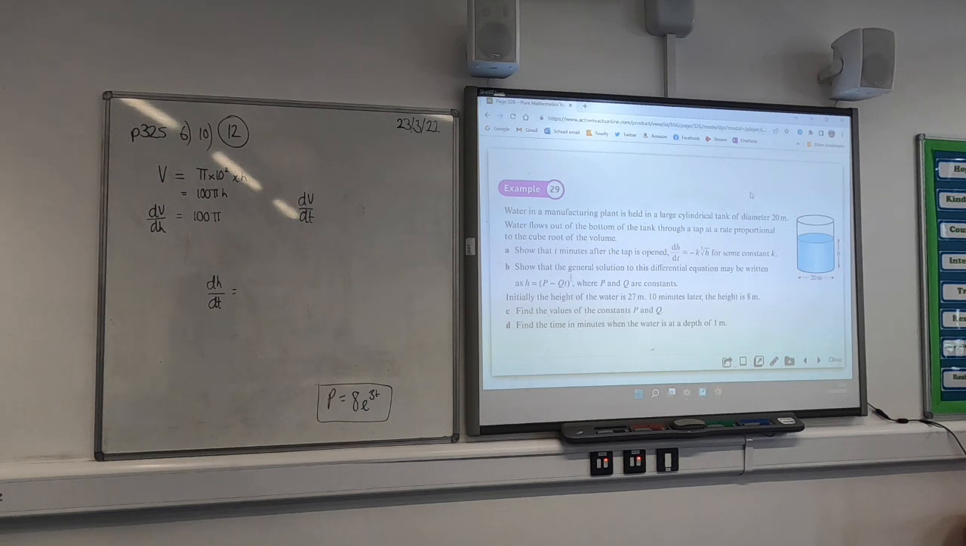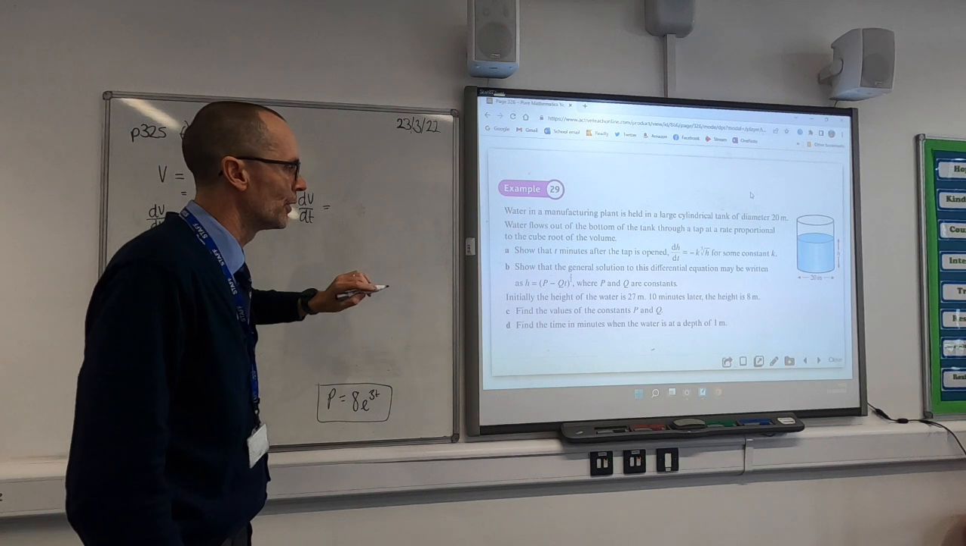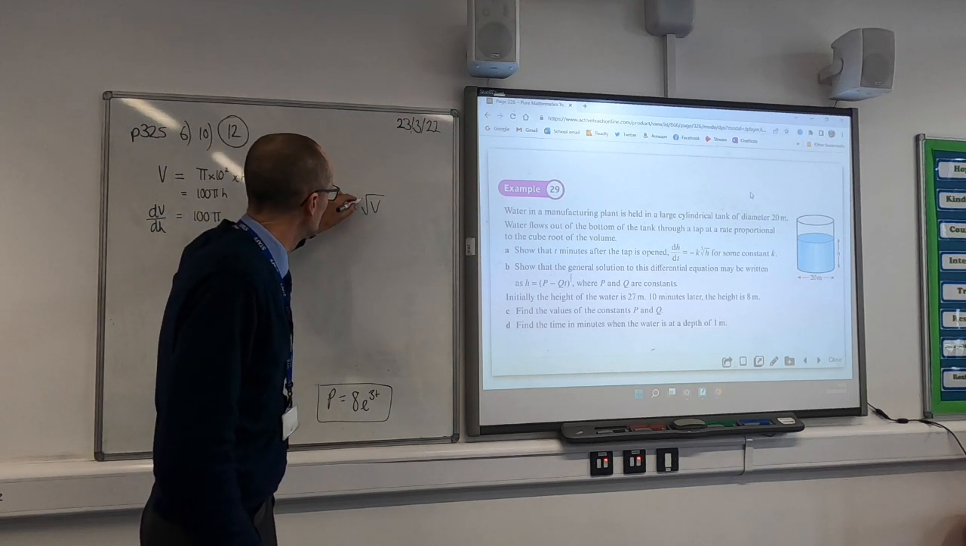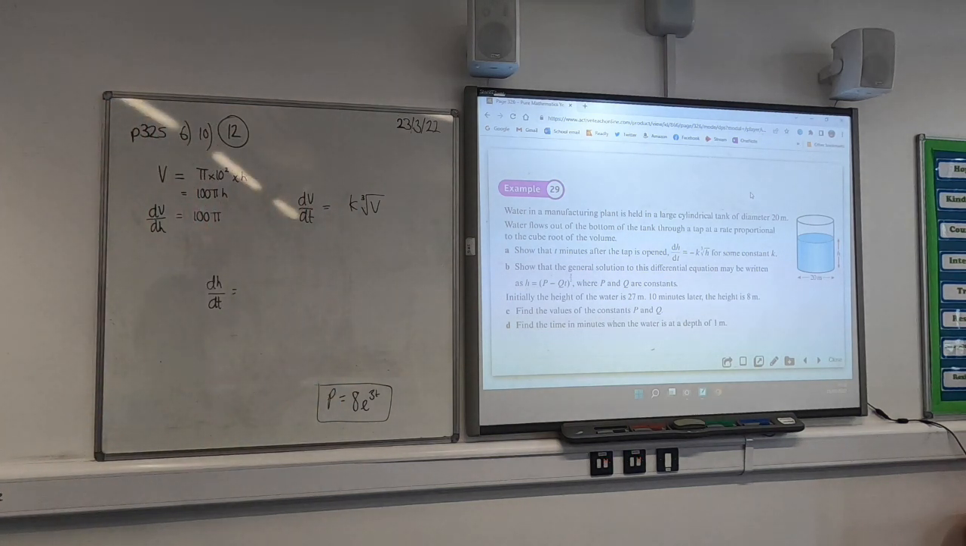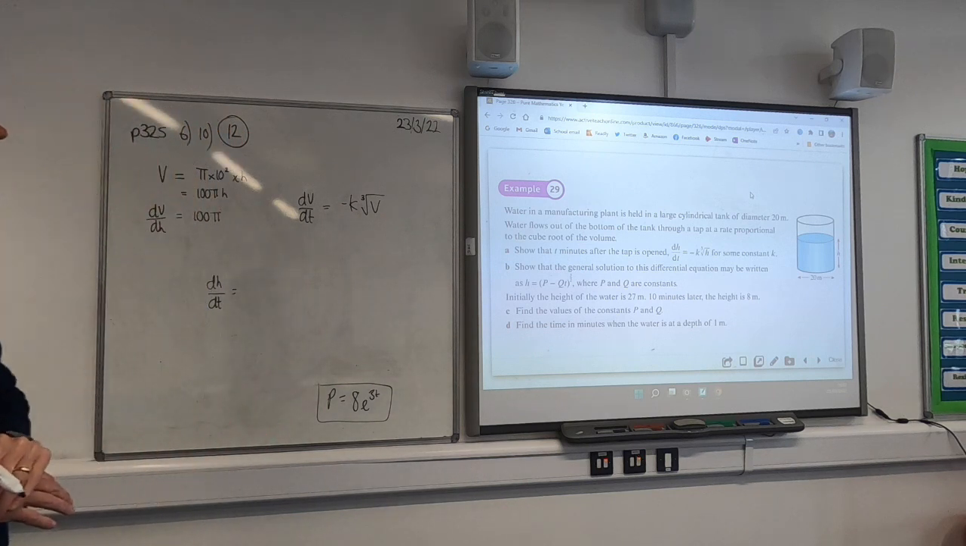The rate at which it is flowing out is proportional to the cube root of the volume. That means it's equal to some constant times the cube root of the volume. And it's flowing out, so this is going to be a negative. I don't want k to be negative, I want k to be positive, so I make it minus k. We did do that when we were talking about rates of change questions before.